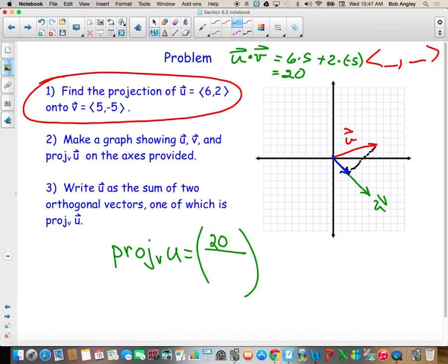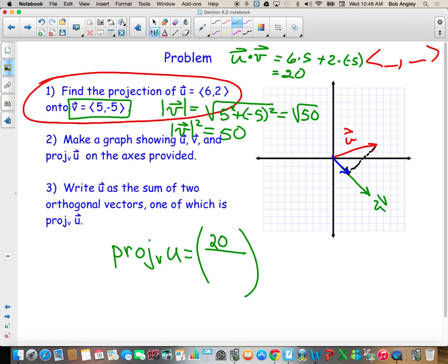All right, now the next thing we have to do is get the magnitude of V. Okay, so when we get the magnitude of V, this is going to be 5 squared plus negative 5 squared, which is going to wind up being the square root of 50. Now, we could simplify that, but remember that in the formula, we want the magnitude of V squared, okay? And so instead of simplifying it, if we just leave it like it is, then when we square it, it's just going to take the square root off of it, and so we're going to get the 50 right there, okay?